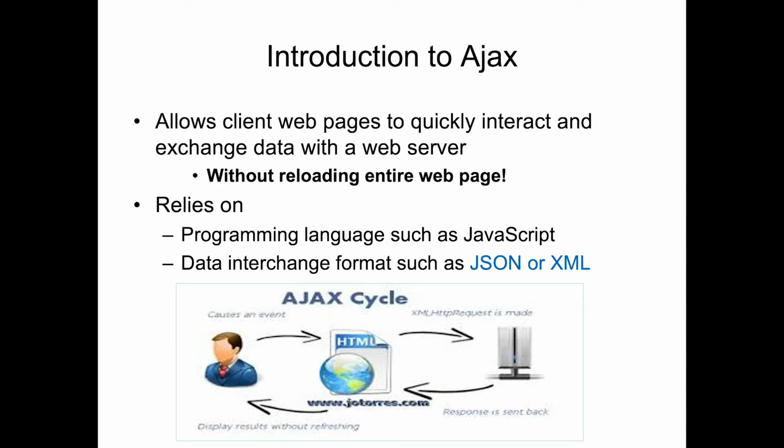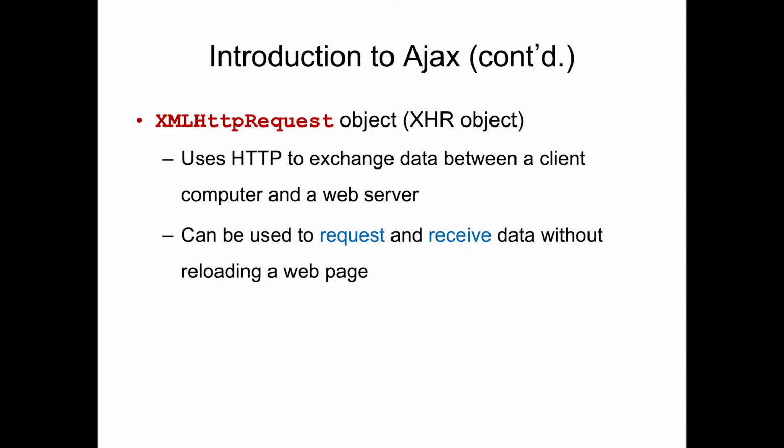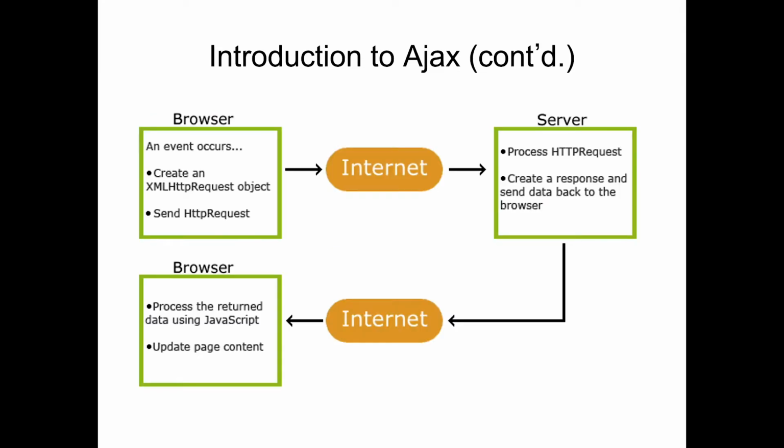This can be achieved because AJAX relies on a programming language such as JavaScript, and it also relies on data interchange formats such as JSON or XML. AJAX uses the XMLHttpRequest object, or XHR object. It uses HTTP to exchange data between a client computer and the web server. It can be used to request and receive data without having to reload the web page. When we implement AJAX, usually we create a request to the server, and then the process will return the data using JavaScript and update the page content.